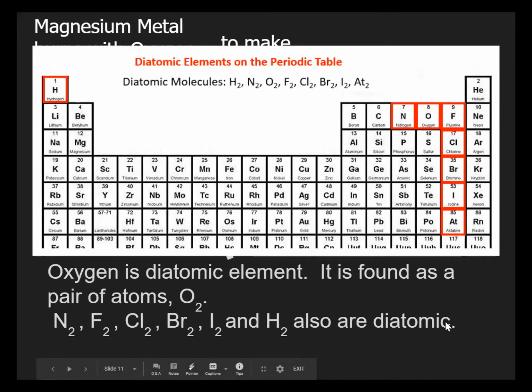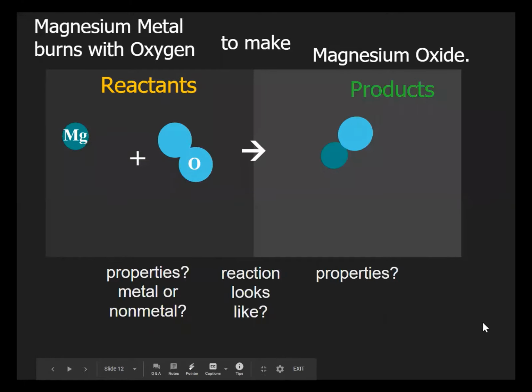When they react with other stuff, it's a whole other matter, and we'll see that. You notice there aren't 2 oxygens over here in the oxide. It's just 1 magnesium and 1 oxygen. It's because of their valence electrons and their charge. So we've got our formulas correct.